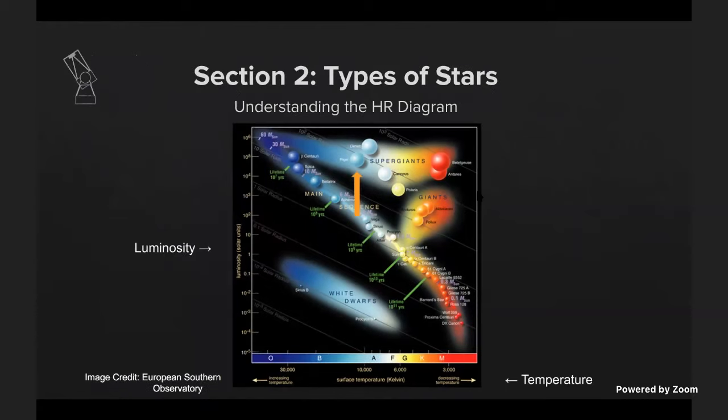You can also see blue supergiants on the HR diagram. These aren't part of the life cycle of a star. They're just actual stars that are incredibly hot and incredibly massive. They die very, very quickly.